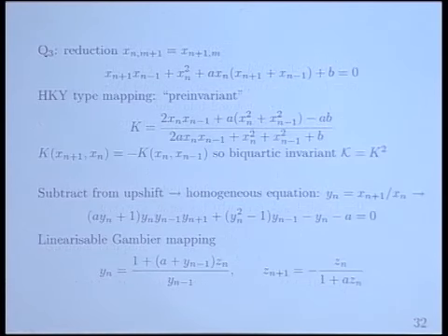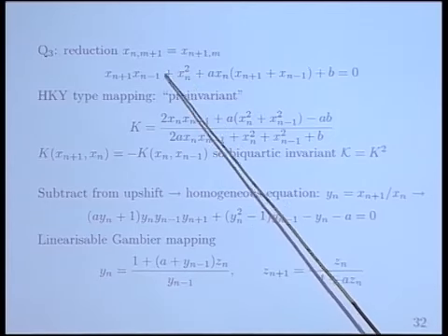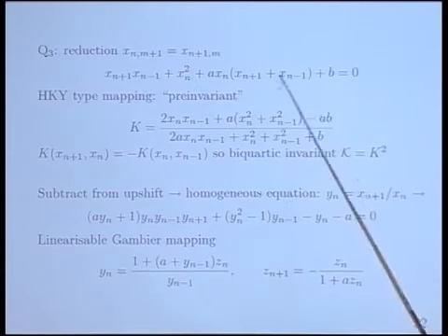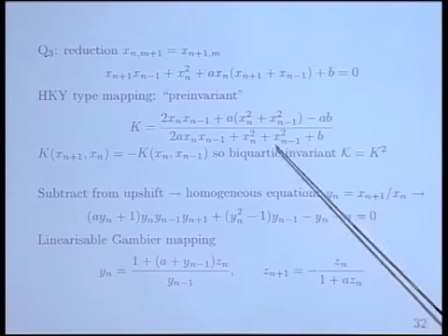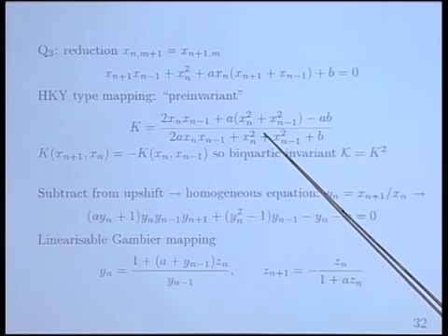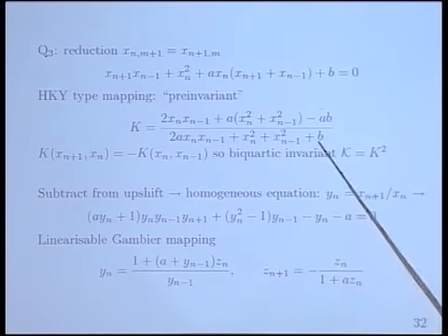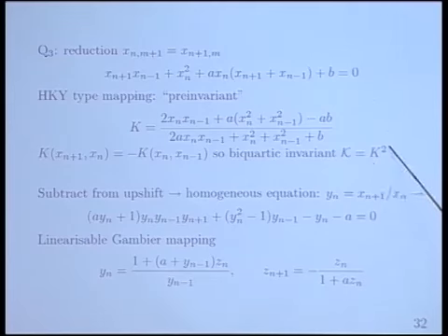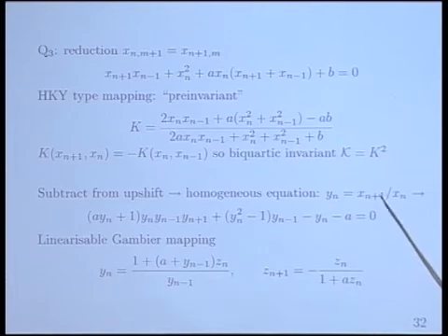Now, Q3. Again, we use the simplest reduction. A shift in m is just a shift in n, and this is what we get. And again, we found that there's a pre-invariant, which is quadratic over quadratic, but it's not an invariant. It goes to its opposite. So the only invariant is the square of this quantity. So this is, again, a HQI mapping with a quartic invariant.